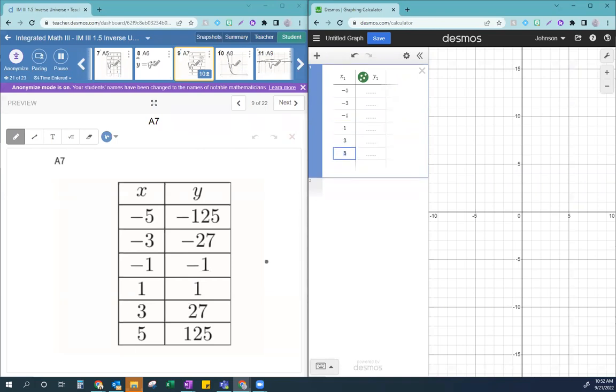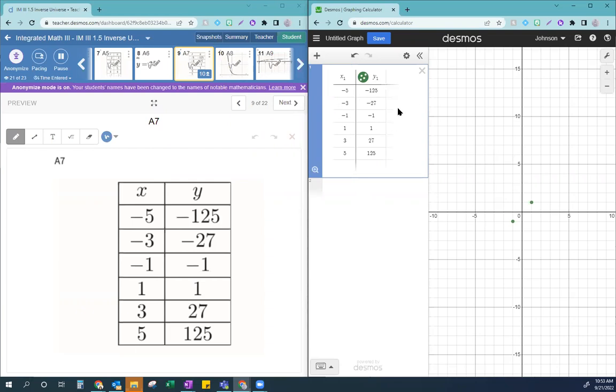1, 3, 5. Okay. Here, I am going to go with -125, -27, -1, 1, 27, and 125. And so I just entered that table. You can enter these as individual points if you want. However you do it, I just wanted to see a picture of this.